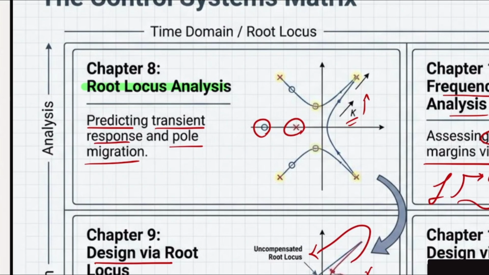Is it going to get completely unstable? Is it going to be stable? And by using some kind of compensators, we have to make sure that we are in an ideal condition.